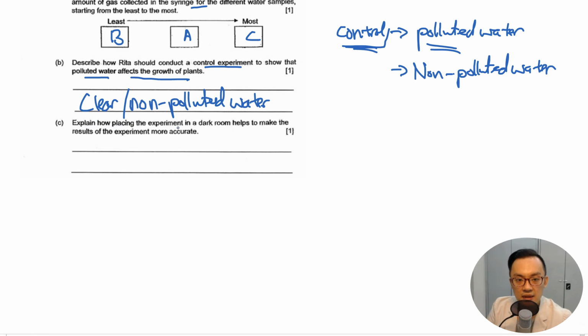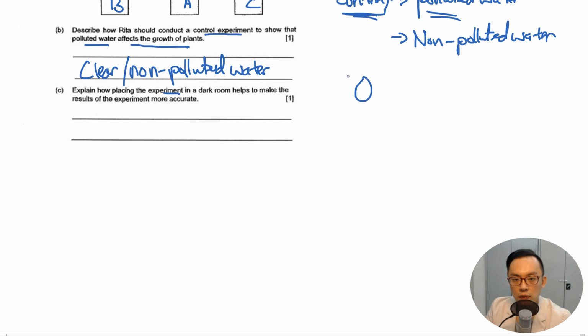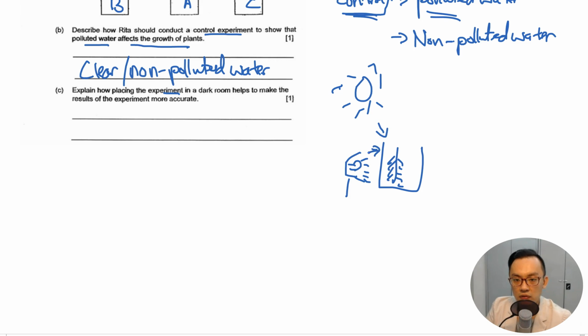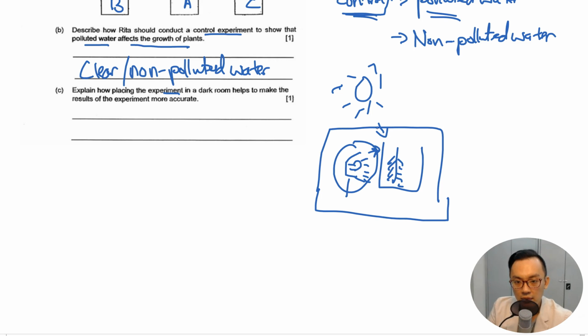So explain how placing the experiment in a dark room helps to make the results of the experiment more accurate. Basically, if you put it where there's a sun, and you place your plant over here, and you place a light bulb over here, alright? So there are two sources of light, one from the light bulb and one from the sun. So if you place it in a dark room, what happens? You ensure that the only source of light is from the light bulb and not from the sun.